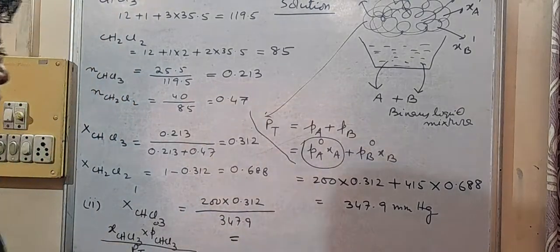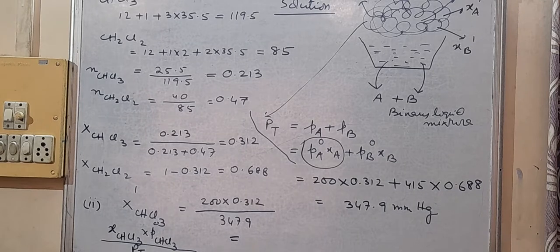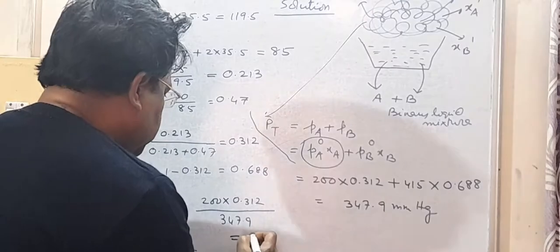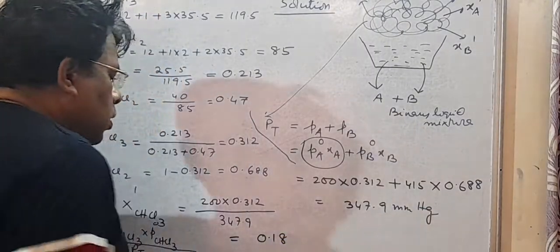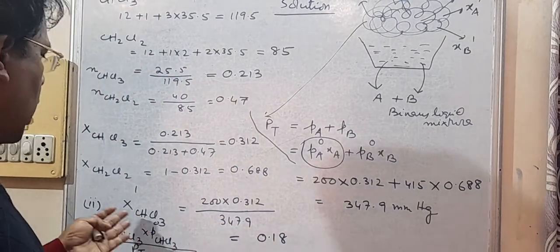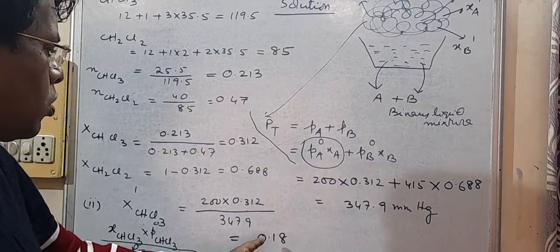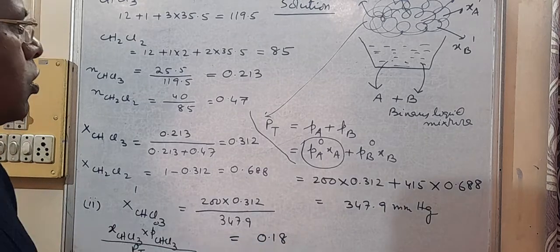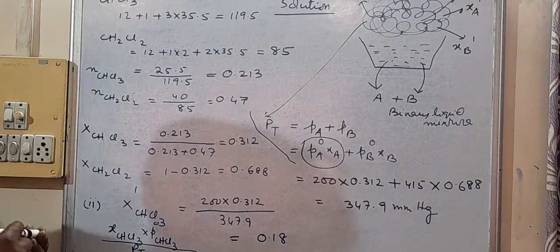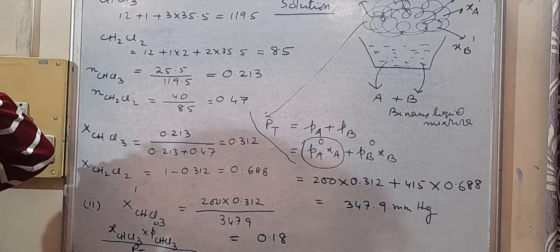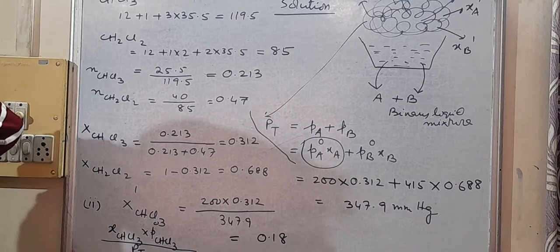This one, the value that you will get, it will be 0.18. It will not have any unit, and to get the mole fraction of the other component, you have to subtract this value from 1 and you get the answer. So this is a very straightforward numerical, it comes in exam. Now I will be doing another numerical.